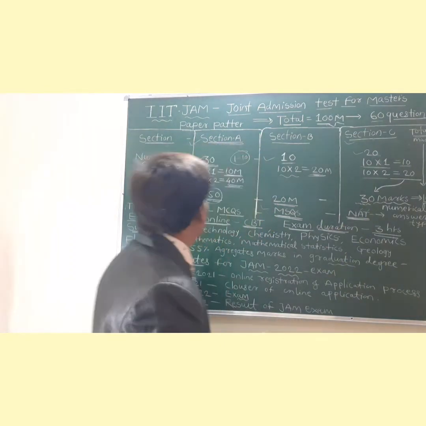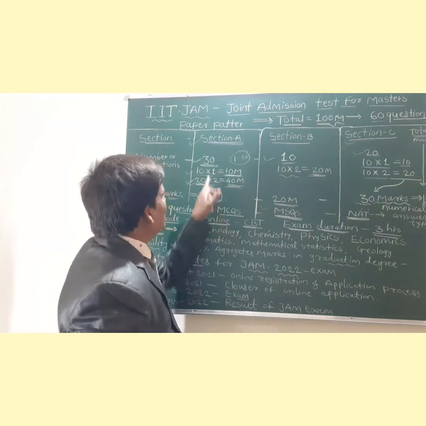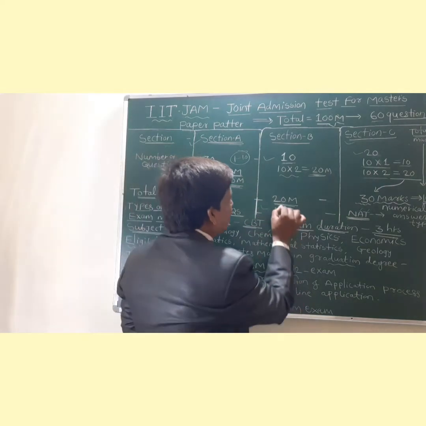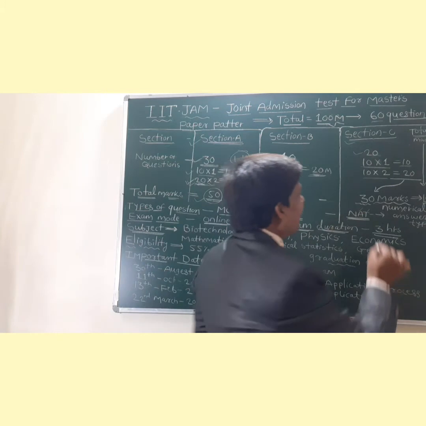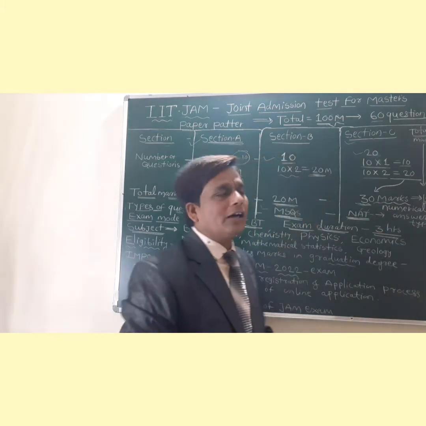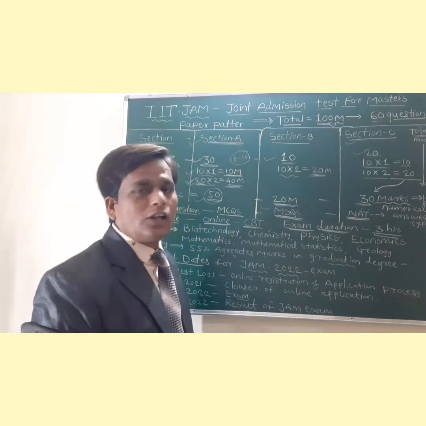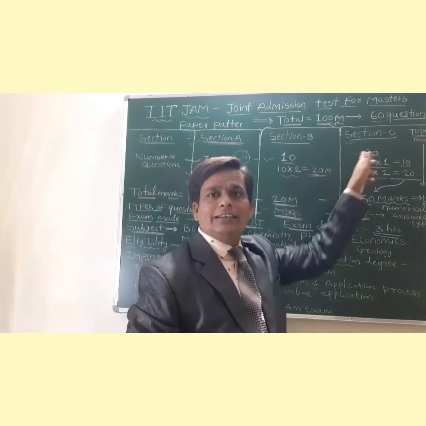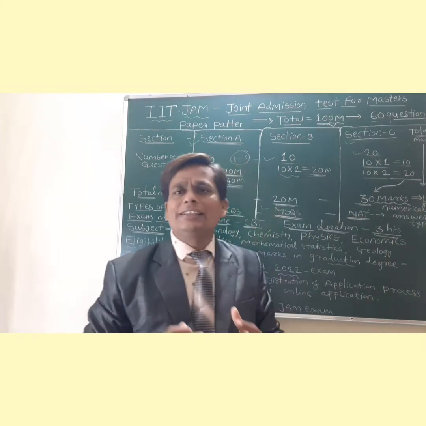Total, students: section A carries 50 marks. Clear? So total 30 questions, 50 marks, and section B total 20 marks. 50 plus 20, 70, plus section C carries 30 marks. Total 100 marks paper is there. So total how many marks? 100 marks. And total questions how many? 60 questions. So this 30, this 10, and this 20. So total 60 questions are there, and the time duration is 3 hours.